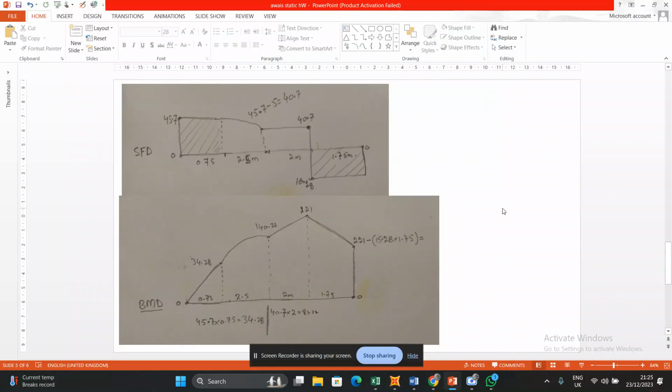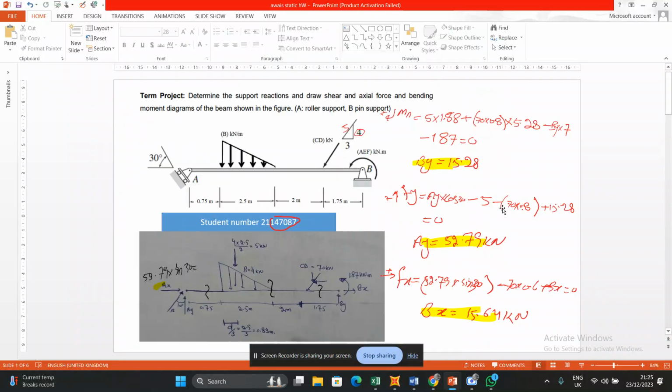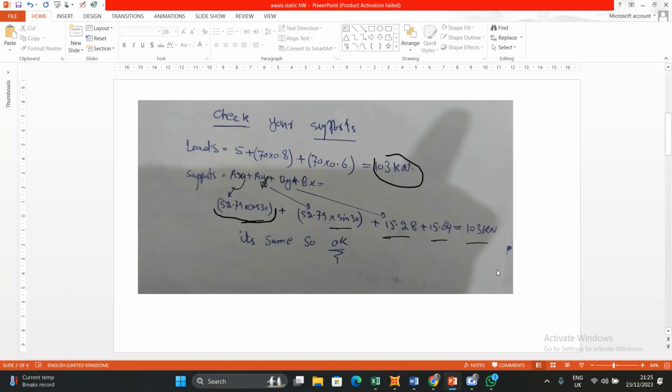Hi, welcome again. As we did in the previous video, we found the supports everywhere. Here we have the supports AY, which has two components, and here we also have BX and BY. So we find all supports. Then we add all the forces, and the sum of all supports is equal to 103, so it means our supports are okay.